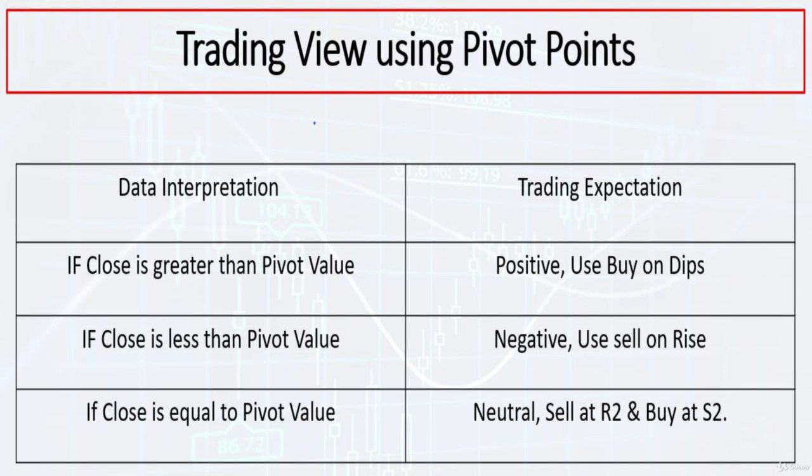If the close is less than the pivot value, that means it is a negative trend and we sell on rise. If the close is equal to the pivot value, it is considered to be neutral. That means you sell at resistance and you buy at support. Now let's understand the pivot points example on Dow Jones.